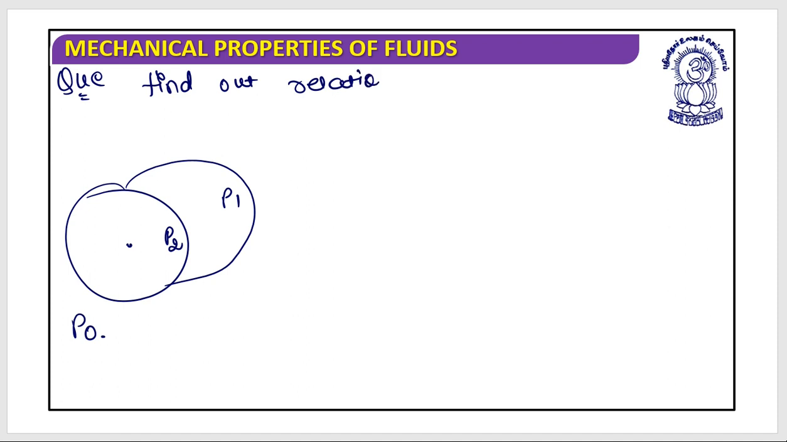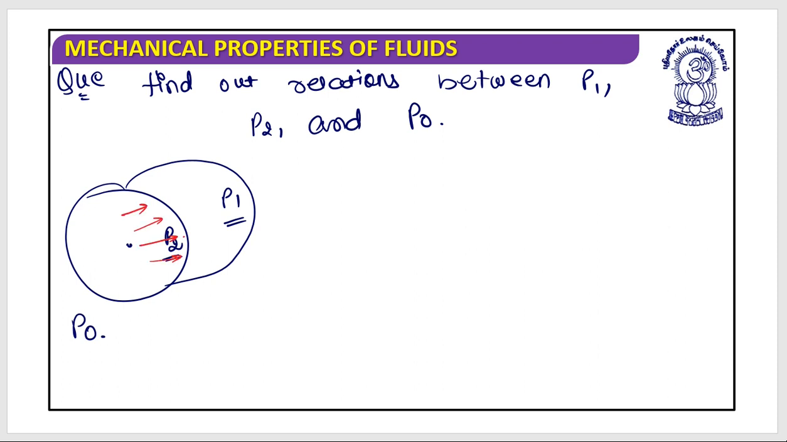So find out the relations between P1, P2 and P0. Which one is higher, which one is lower? If you look at these two bubbles that are trying to merge with each other, then this is the concave side. As this is the concave side, it could be written as P2 minus P1 is equal to 2T by R.